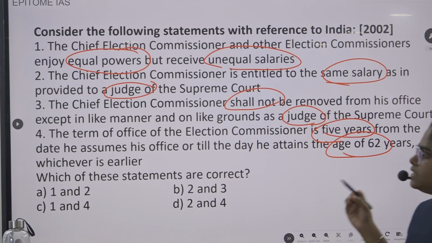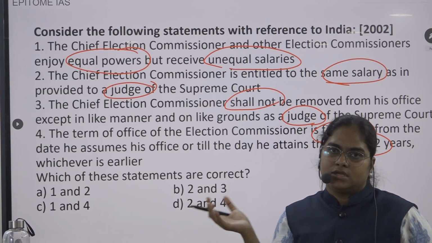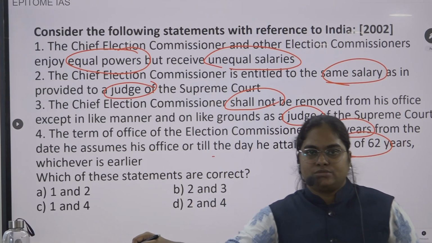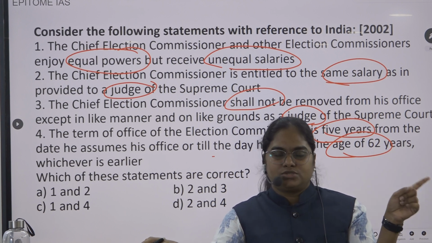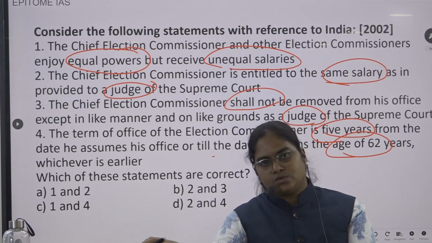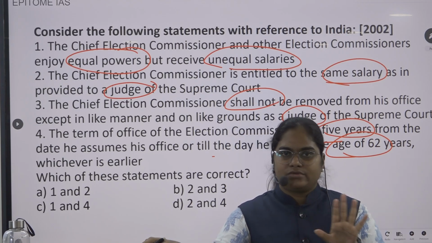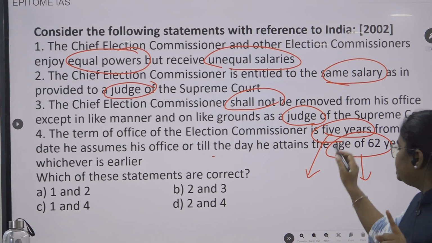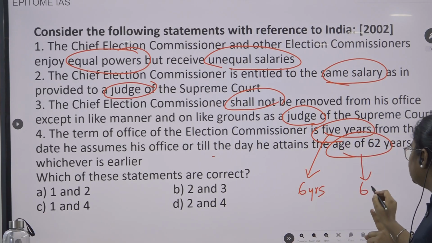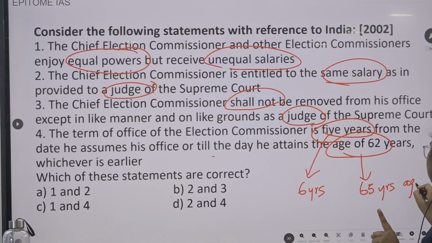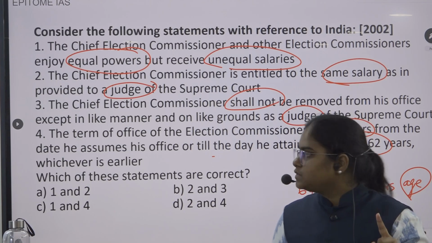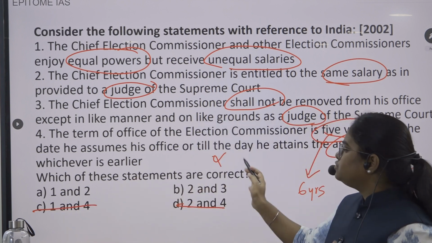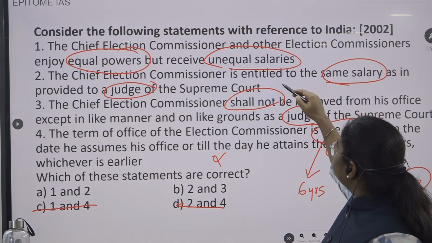Now, even if you are confused with some of the statements, you should be able to answer this. The fourth statement is a very factual statement. You should remember the maximum age. What should be the retirement age for a Supreme Court judge, for a High Court judge? So these things you have to remember. Here they have given 5 years, 62 years of age. Technically it is wrong. It is 6 years and 65 years of age, whichever is earlier. Okay, so this statement is a wrong statement. Now 4 is gone. 1, 2 or 2, 3 is there. 2 is there in both the statements. So 2 is going to be a correct statement.